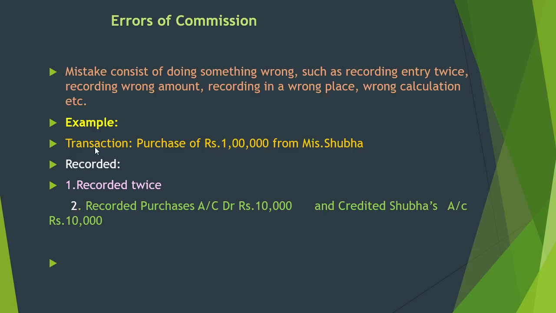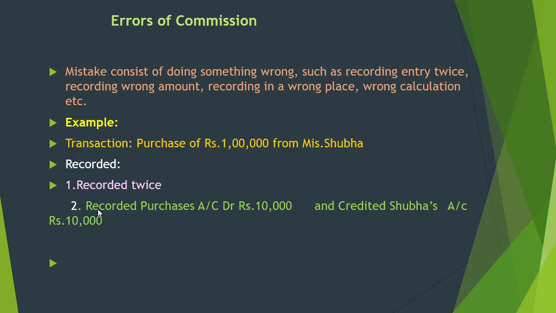So let us take an example. The transaction is purchase of rupees 1 lakh from Miss Shubha. So we have purchased 1 lakh worth of goods from Shubha. Recorded twice. So I have recorded this transaction twice. For purchase, we have to record purchases account debit to Shubha's account 1 lakh rupees. But I have recorded it twice, the same entry recorded twice. The purchase account shows 2 lakh and Shubha's account shows 2 lakh.